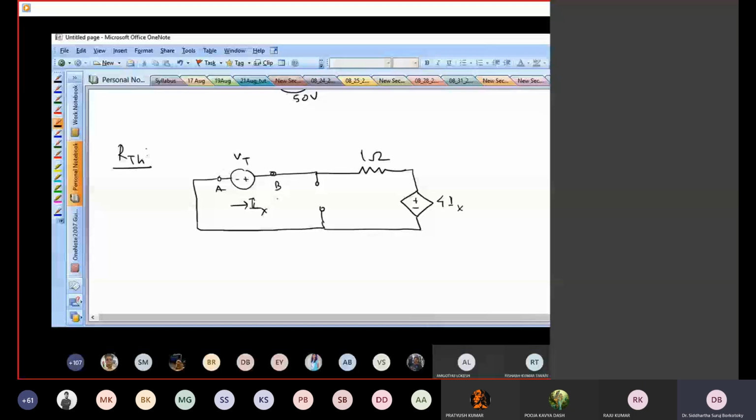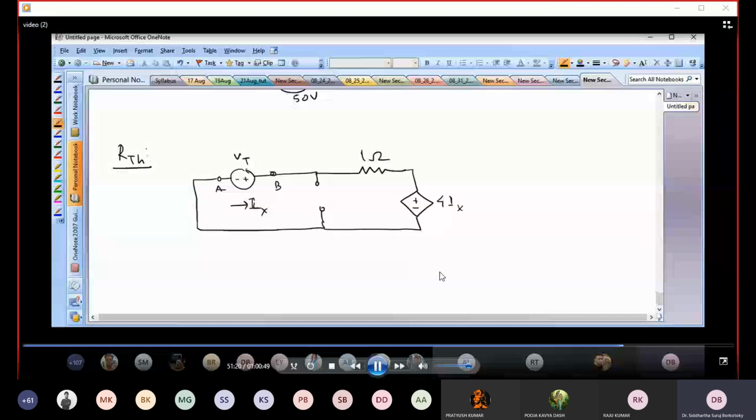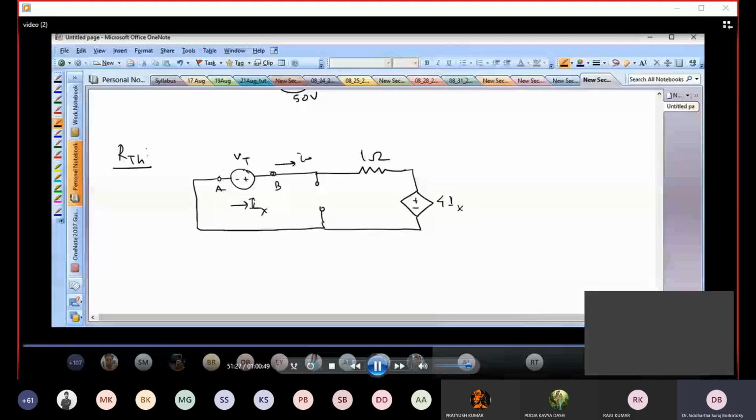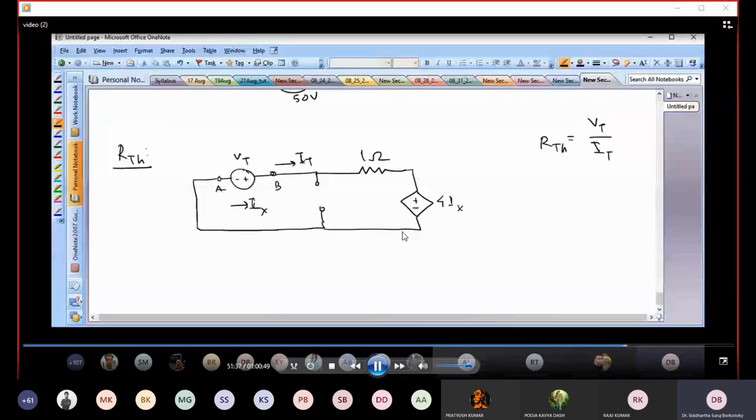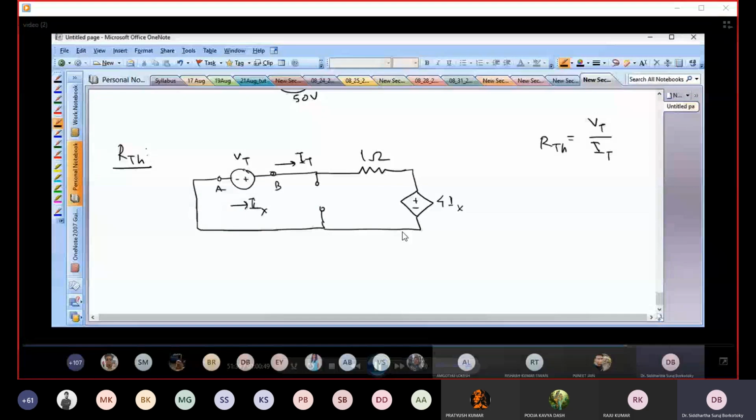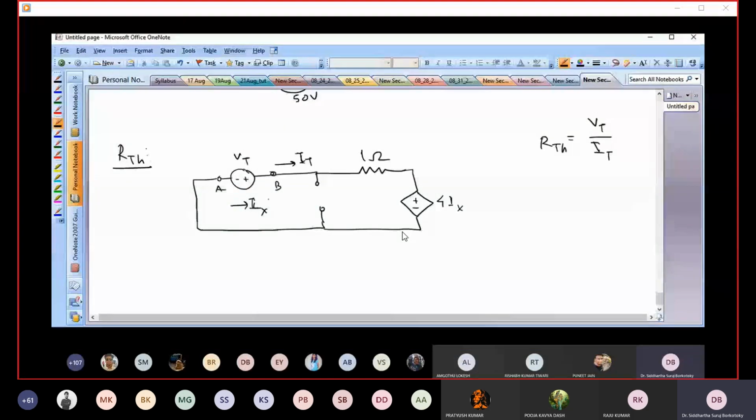So what we claim is that we connect a test voltage, and that test voltage will create some current, IT, the test current. And I eventually want to find out the ratio of the test voltage by the test current. Okay, this is what I want. Now this test current in this case is just the same as this Ix. Ix was a term that was defined in the original question. So Ix is the same, which means that this voltage 4 Ix is nothing but 4 IT.